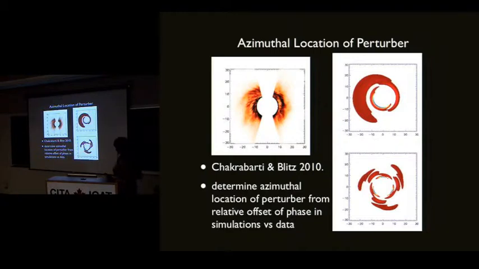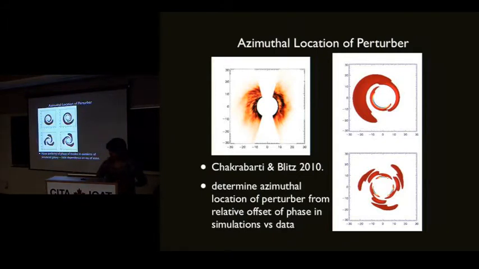So the other metric of comparison that we're using here are the phase of the modes. This is to determine the azimuth of the perturber. So I'm showing here the phase of modes of the actual H1 data because the image is not just the Fourier amplitudes, the Fourier amplitudes plus the phase.